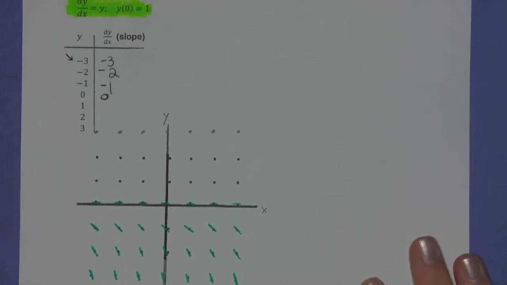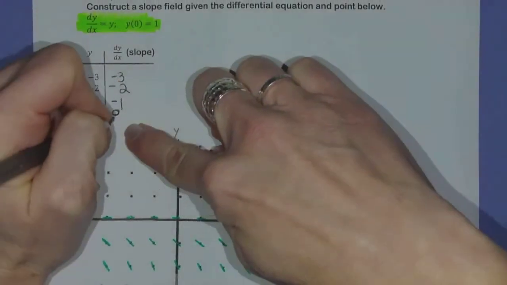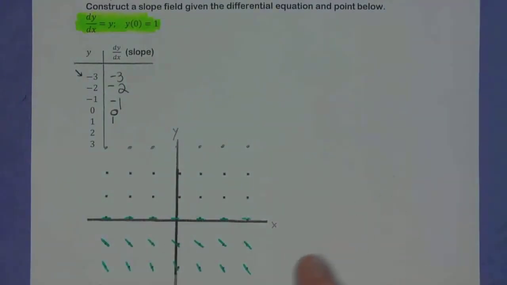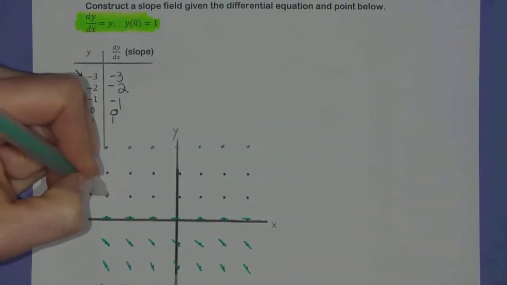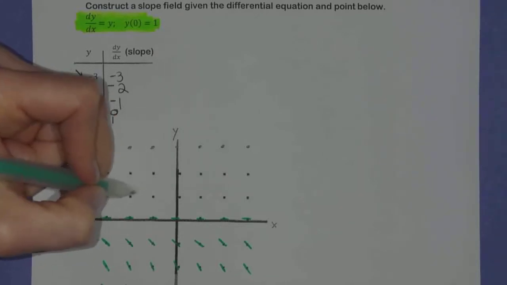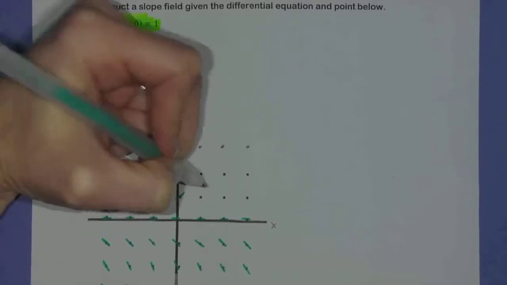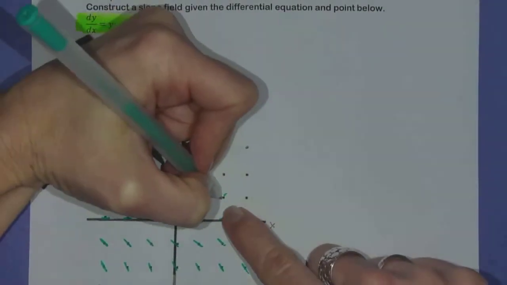Okay, and then we do likewise here. When y is 1, dy/dx is 1. So across y equals 1, I'm going to do slopes of 1. Again, I'm just thinking in my head, like up 1 over 1. Okay, connect, just a little guy. That's how I do it in my head, just connecting dots.